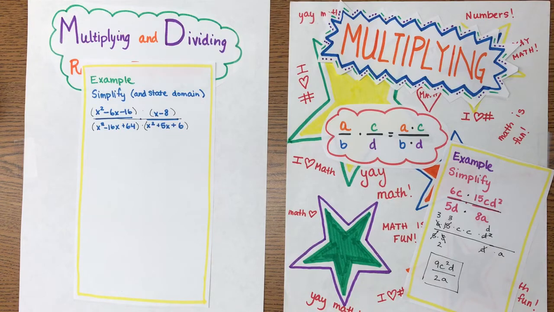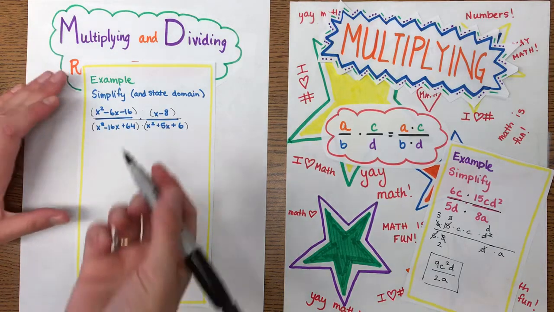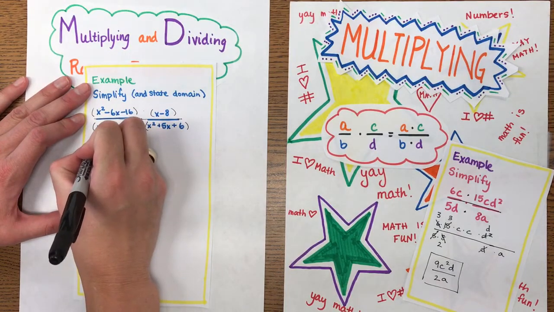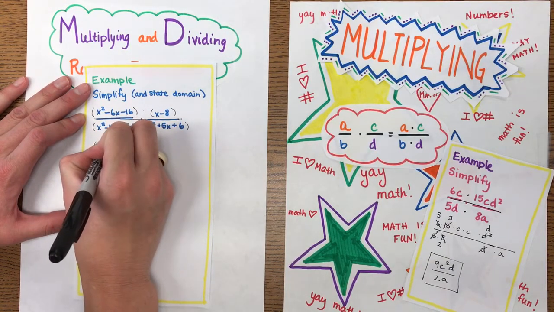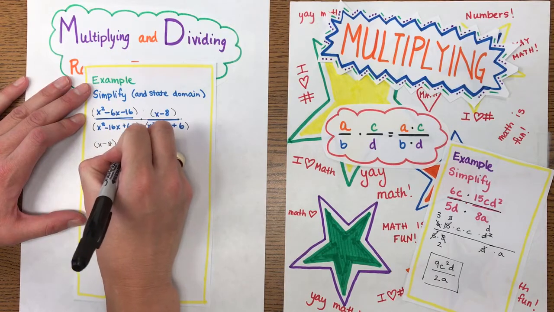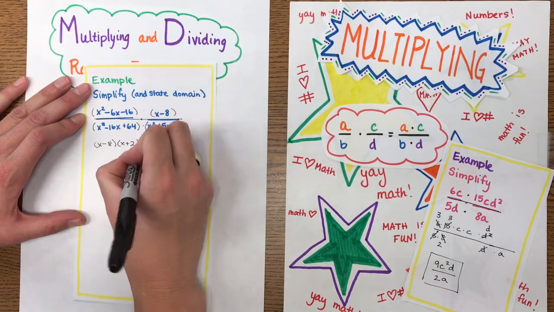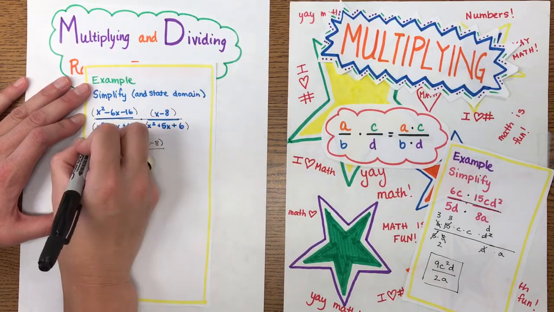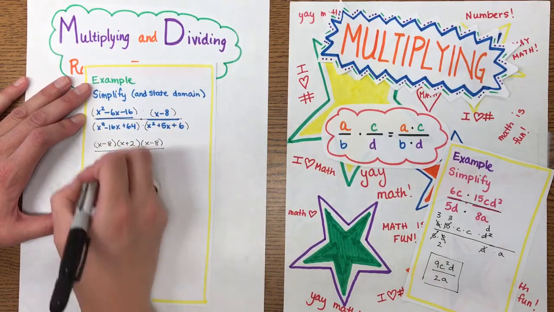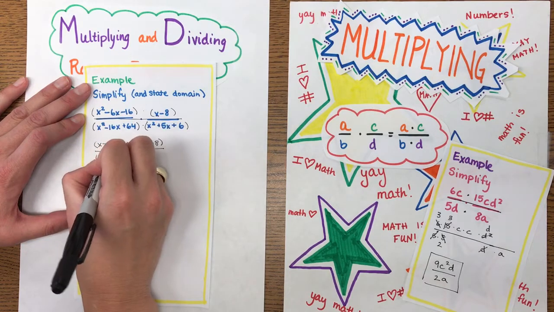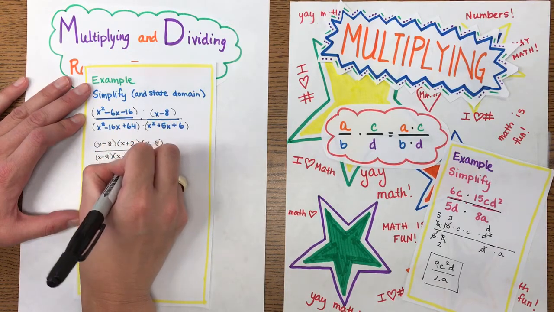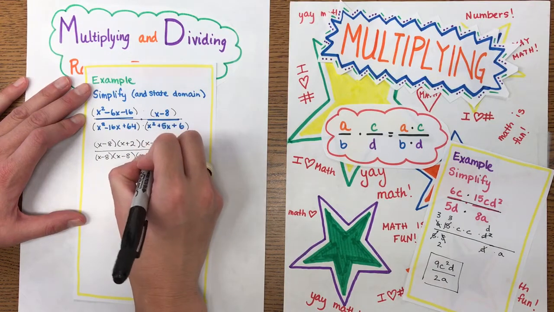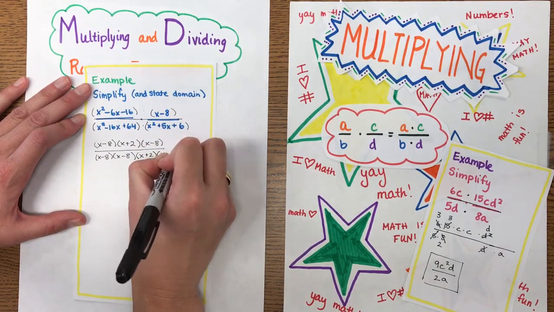So the first step in simplifying was to fully factor. When I fully factor x squared minus 6x minus 16, I get x minus 8 times x plus 2. And I also have an x minus 8 in the numerator. X squared minus 16x plus 64 will factor into x minus 8 times x minus 8. X squared plus 5x plus 6 will factor to be x plus 2 times x plus 3.